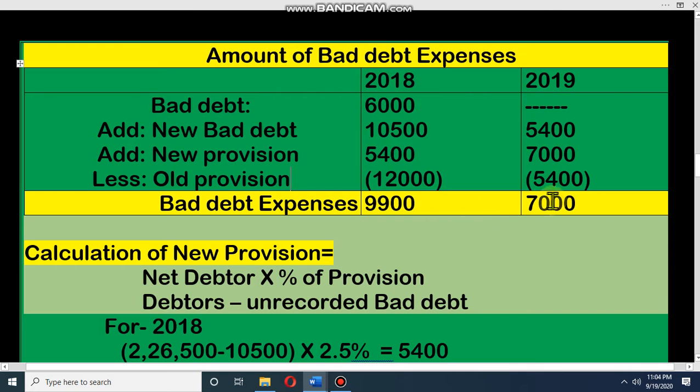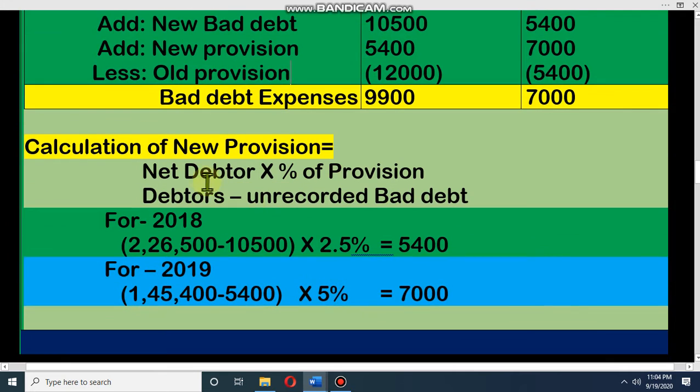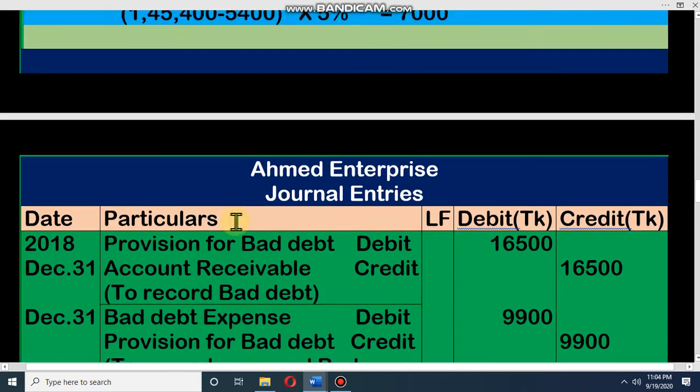Then you will find out the bad debt expenses. And calculation of net debtors also I have shown you: debtors minus unrecorded bad debt. In some other math there will be some other adjustment; inshallah we will show it in that math also. Dear student, now journal entries.